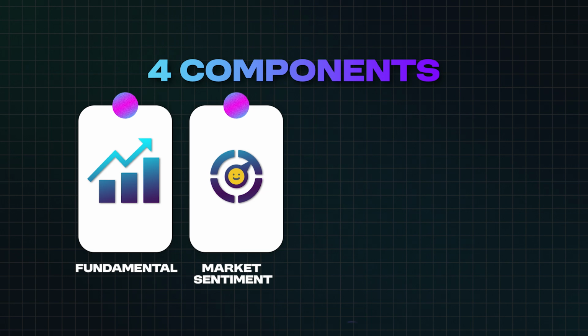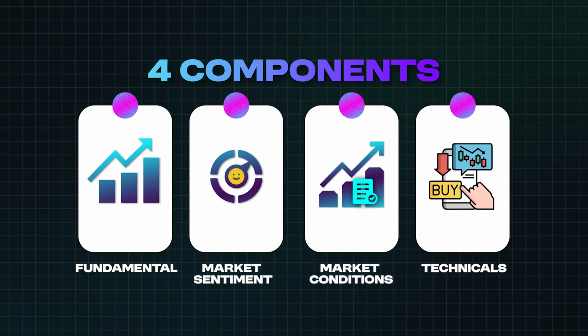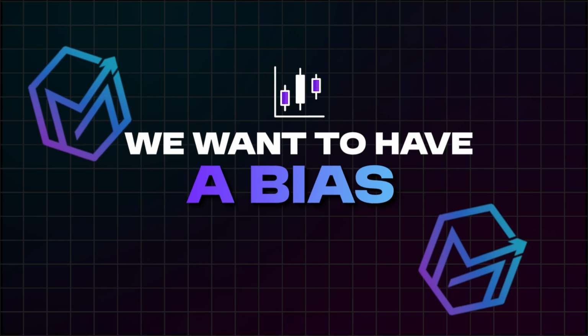In part 1, we introduced the 4 pillars to you, which were fundamentals, market sentiment, market conditions, and technicals. Now let's actually dive into the charts and see what that looks like. So as I told you guys in the previous video, we want to have a bias before we even get to the chart. So let's see what that looks like.